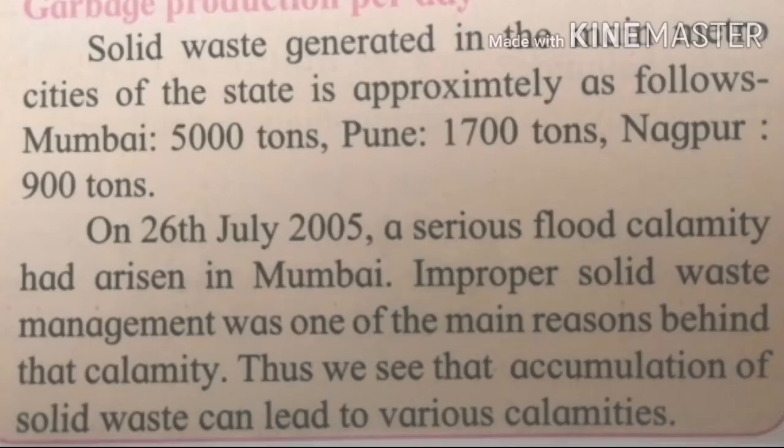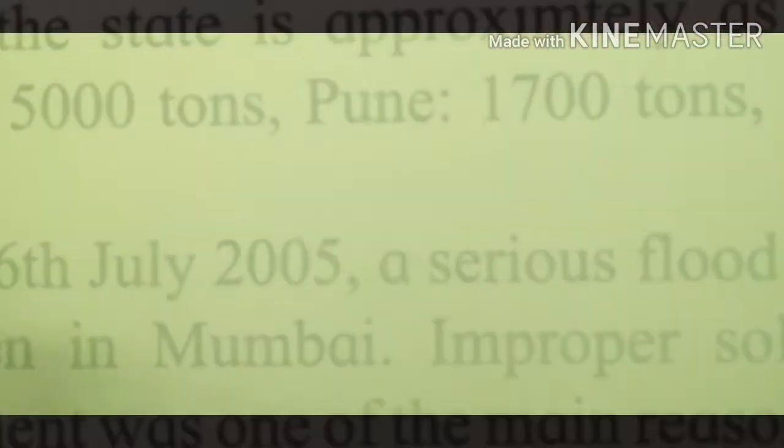Do you know the garbage production per day? Solid waste generated in the main metro cities of the state is approximately as follows: Mumbai 5,000 tons, Pune 1,700 tons, Nagpur 900 tons. On 26 July 2005, a serious flood calamity arose in Mumbai. Improper solid waste management was one of the main reasons behind that calamity. So, we see that accumulation of solid waste can lead to various calamities.